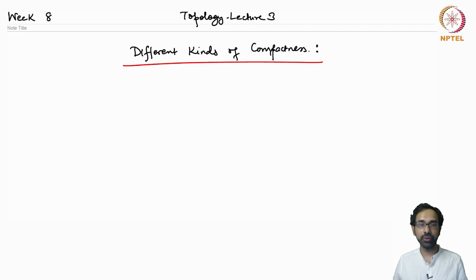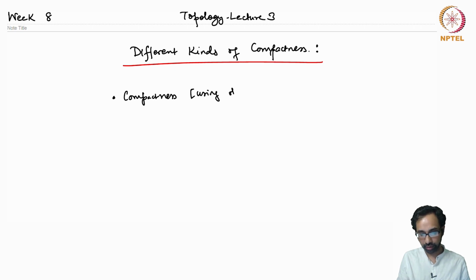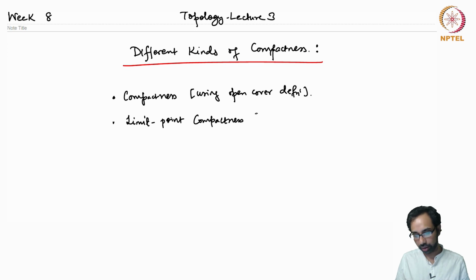In this lecture, we are going to talk about different kinds of compactness. So we have seen one definition of compactness, which is compactness using the open cover definition. And in this lecture, we will see different kinds of other notions of compactness. One is called limit point compactness. This is using the concept of limit points of infinite sets.